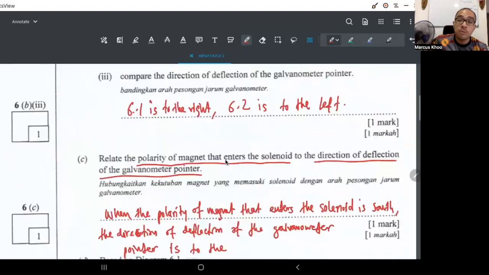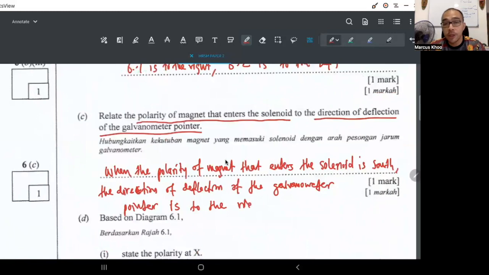If you write the reverse, when the polarity of the magnet that enters the solenoid is north, the direction of deflection of the galvanometer pointer is to the left, that is also acceptable. It's only one mark, you don't have to write both. Writing just one is enough. But the idea is that this is an interesting kind of relationship, a different type of relationship, so it's good for us to be exposed to this. What you don't want to do, of course, is to write the bigger the polarity, the bigger the direction.